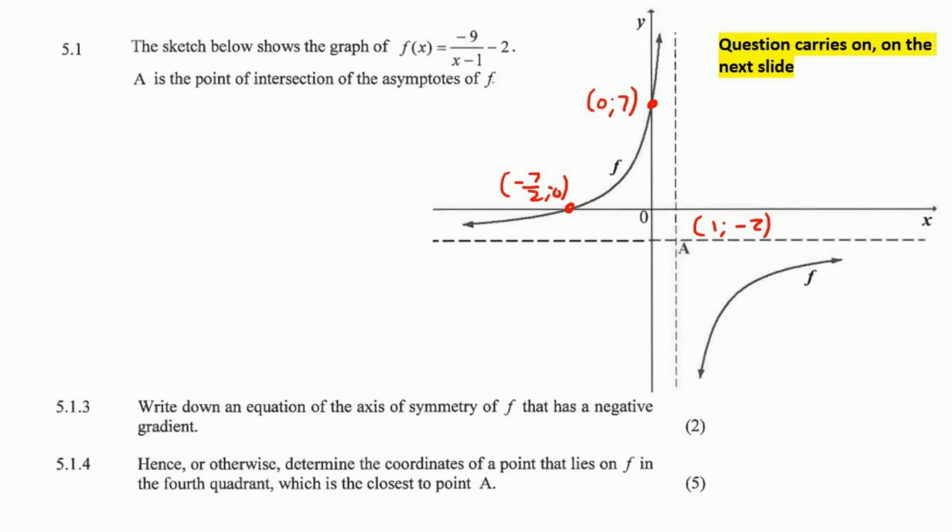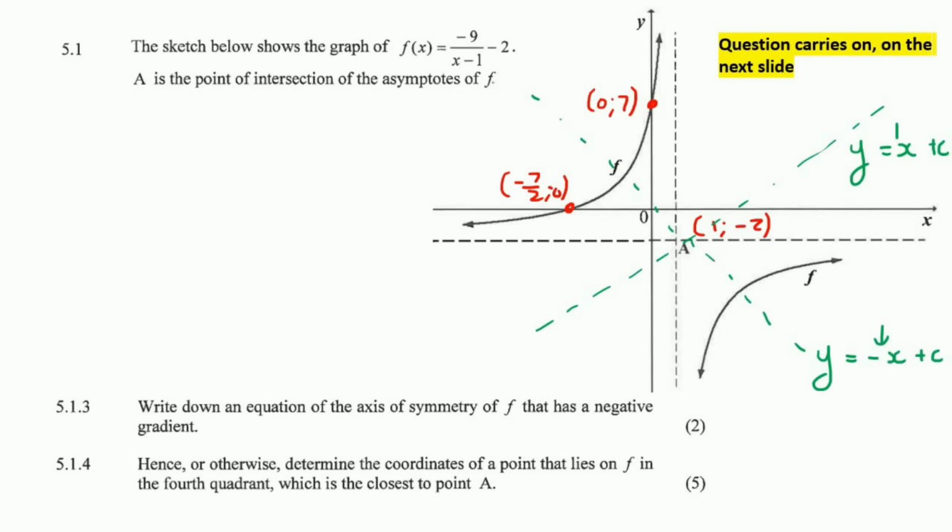This question: write down an equation of the axis of symmetry that has a negative gradient. So we know that hyperbolas have two axes of symmetry. You've got the one going that way, and this one always has a positive gradient, and it's always positive 1. And then you've got this other one that goes that way, and this one always has the negative gradient, and it's always negative 1.